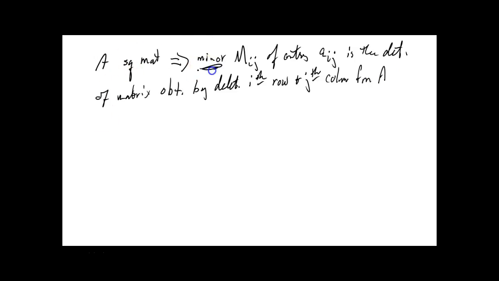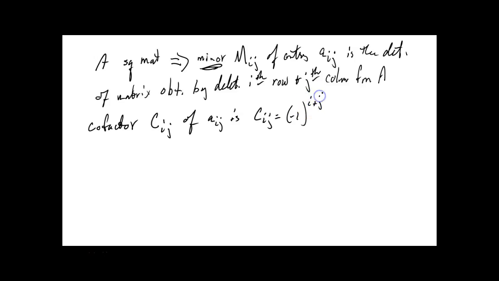That's the minor. The cofactor, Cij, of the entry Aij. So these are all referencing some entry that you happen to pick out. Cij is equal to -1, now this is way too confusing a formula, raised to the i plus j power times Mij.